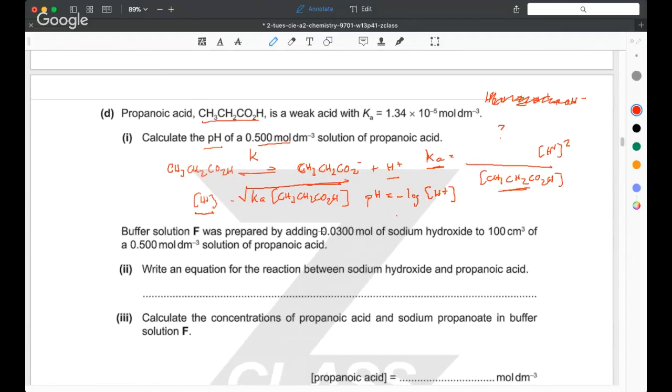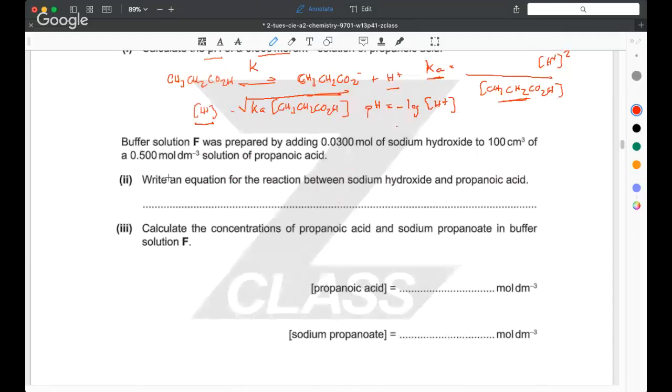Okay, keeping on going now. We've got this reaction here. You've got sodium hydroxide and propanoic acid. We're neutralizing the acid, aren't we? Acid and base makes a salt and water. The salt is sodium propanoate and water. We've made a salt and water.